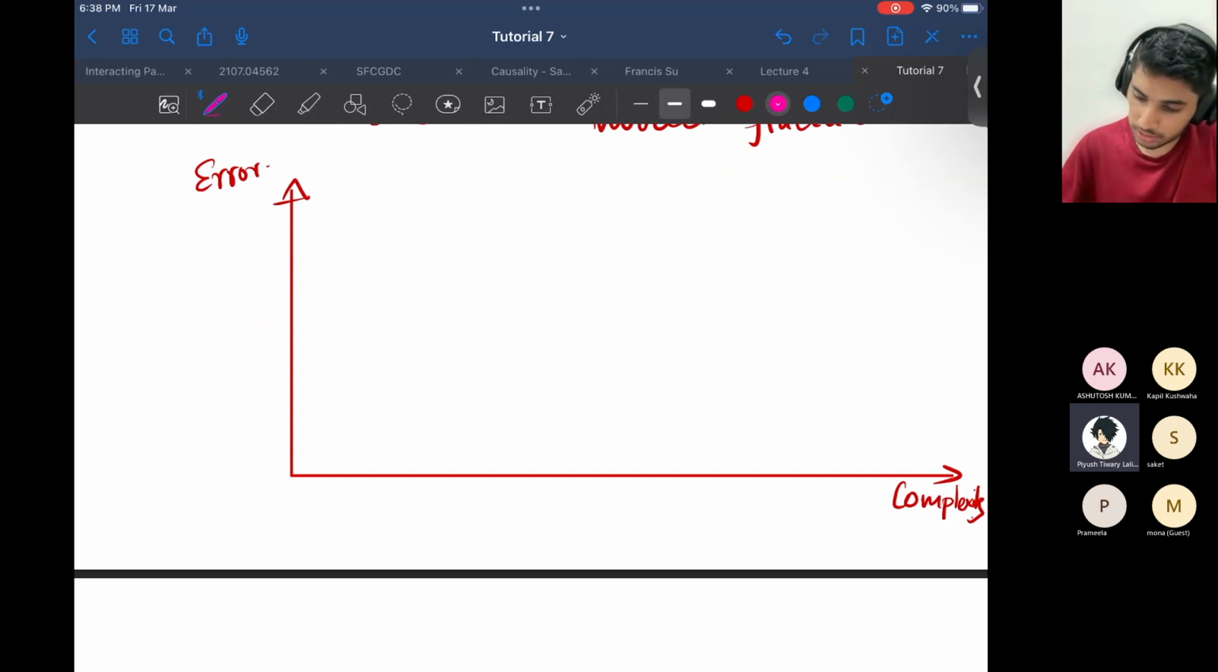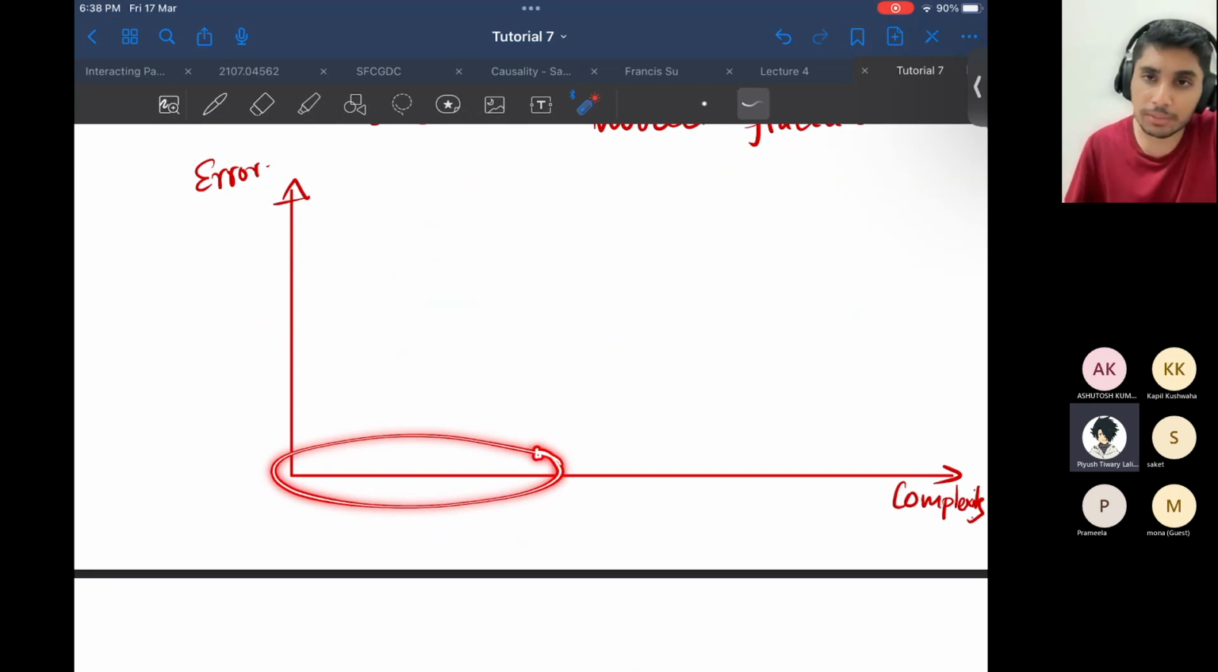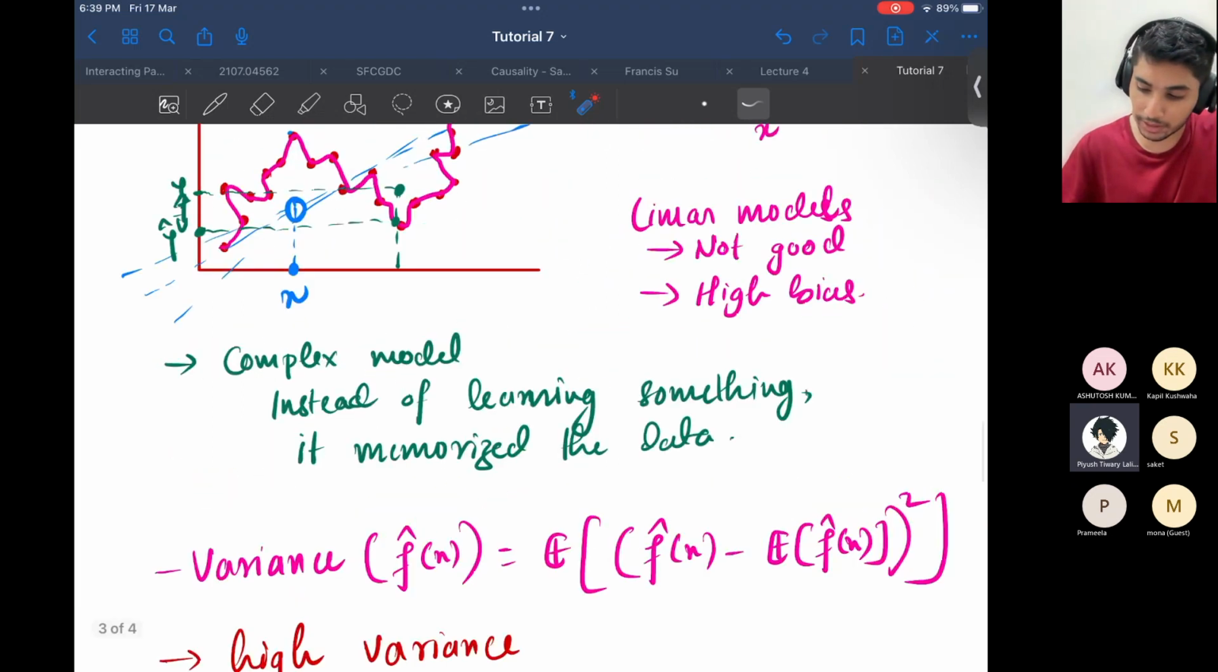So maybe for linear models, the complexity is low, right? So the low complexity region would be somewhere here. Let's say this is the complexity of linear models. But since the error was very high, it should be somewhere here, right? I hope I'm able to convey what I'm trying to say. So for a linear model, the complexity is low and hence the error is very high for this particular case, right?